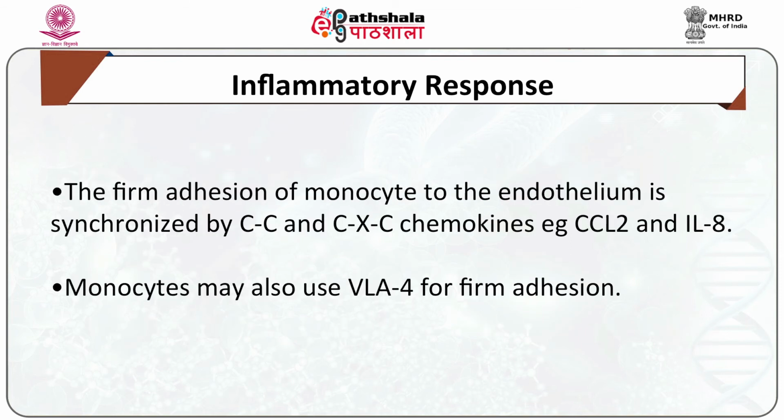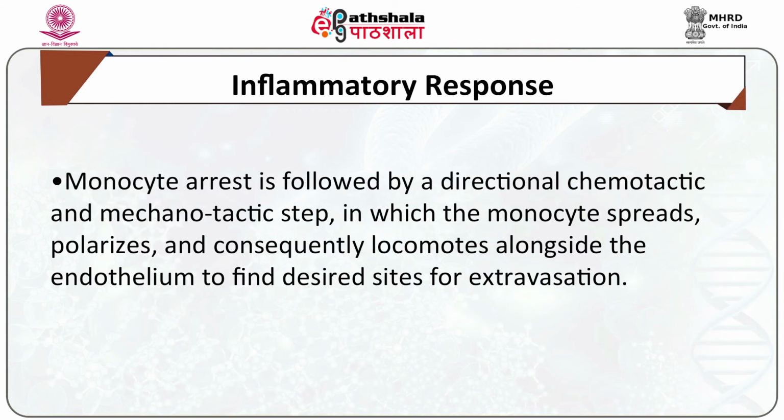The firm adhesion of monocytes to the endothelium is synchronized by CC and CXC chemokines. That means they should have a corresponding CCL receptor along with interleukin 8. Monocytes may use VLA4 for firm adhesion. The monocyte arrest is followed by a directional chemotactic and mechanotactic step in which the monocyte again spreads, polarizes and consequently locomotes alongside the endothelium to the desired sites for the extravasation.